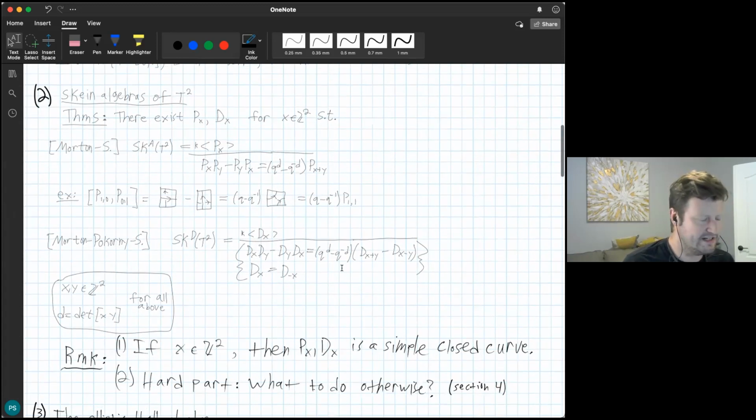And this d that I was writing is the determinant of this matrix. So x and y are both elements in Z squared. You put them in a matrix and take the determinant.